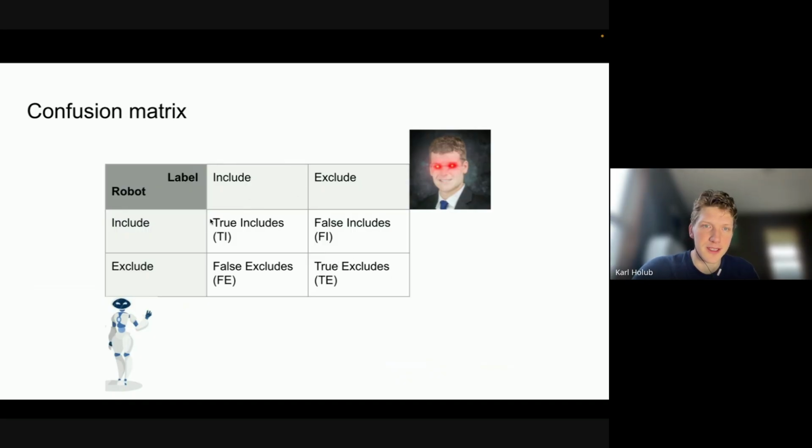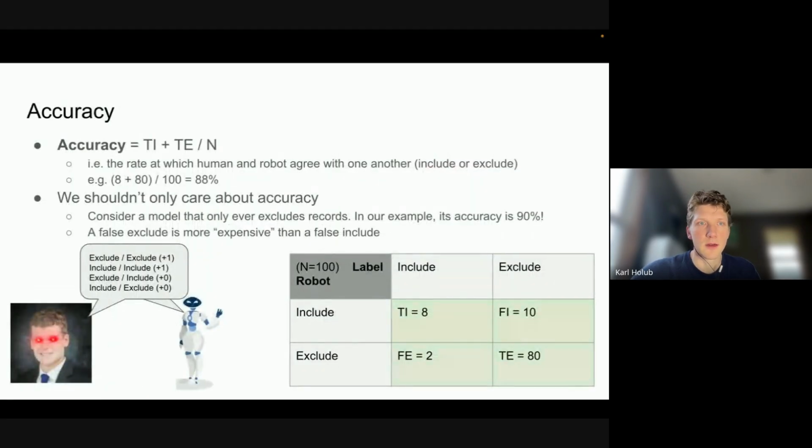The takeaway from this slide is that a confusion matrix is an easy way to build the counts of agreement that you need: true includes, false excludes, true excludes. These counts let you compute a lot of the statistics we're going to use to analyze our model. So start with accuracy, just as Jeff pointed out. Accuracy is, in plain language, the rate at which the human and robot agree with one another, regardless of that being an include or an exclude.